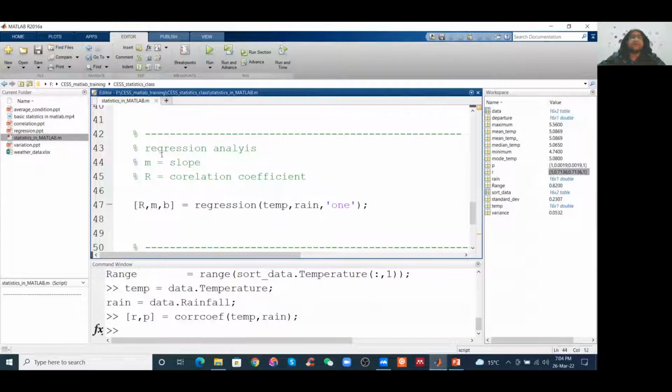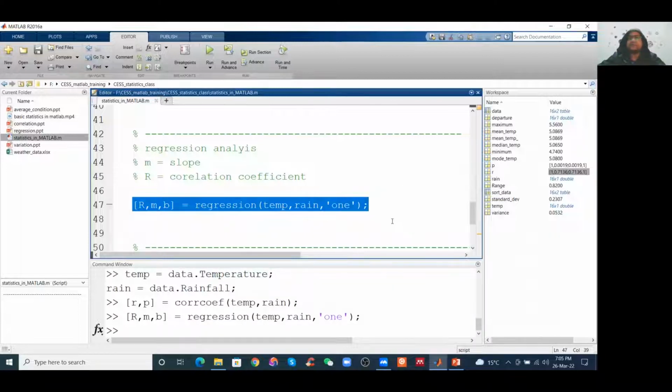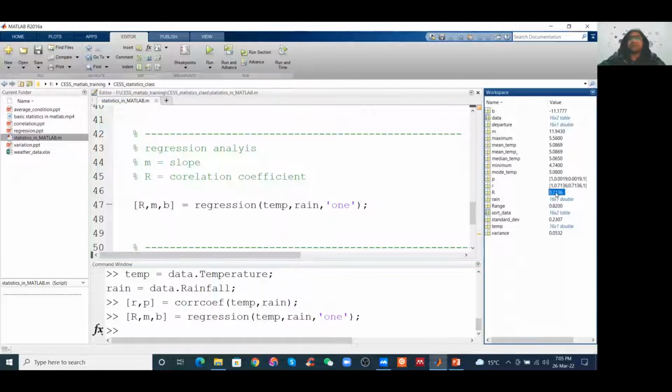Okay. So in regression analysis, M is the slope, R is the correlation coefficient, and B is a constant value. Let's run it. We can use the built-in regression function. We have an independent variable, temperature, and the rainfall. We just want to get one value, not one for every sample. What is that? 0.71. Okay, a strong positive correlation between temperature and rainfall. What is the M? The slope was 11.94. Did you get it?